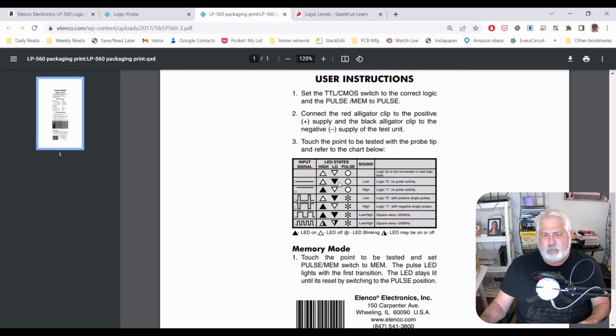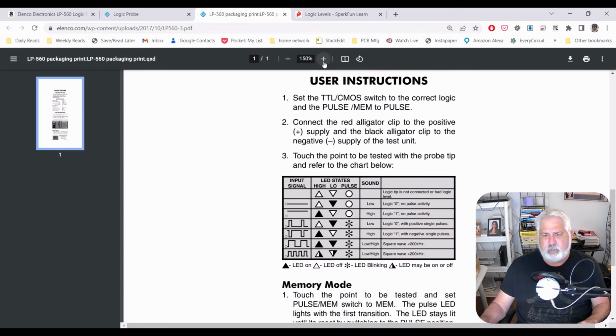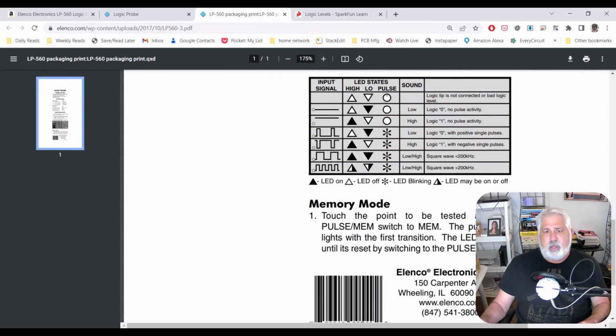So let's look at this chart right here. It's just kind of helpful to understand what's going on. Okay, so if there's no signal coming in, then high and low are not going to be lit, and the pulse. That makes perfectly good sense. If the voltage is a 0, then low will light up. If the voltage is high, high will light up. If the voltage goes from low to high, then you'll get the low and you'll get the pulse indicator. If it goes from high to low, then you'll get the opposite. You'll get the high indicator with the pulse.